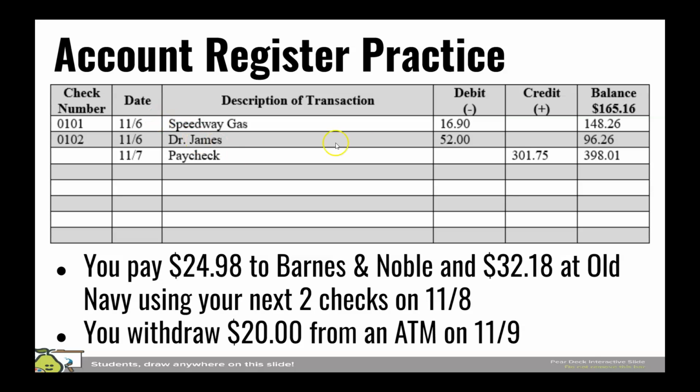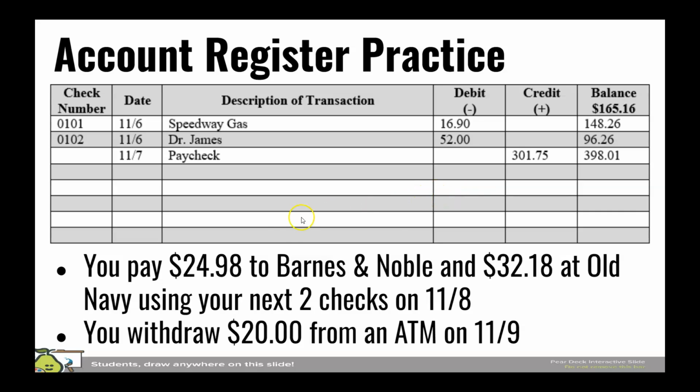Went to Dr. James for $52. That's a negative. So I subtract the $52 from my previous balance of $148.26. That says I have $96.26 left to spend. Then I got a paycheck on the 7th of November. Now that's to me. That's money added to my account. So that goes into the credit or plus column. And I added $301.75 to my previous balance. And so now I have $398.01 available to me to spend.